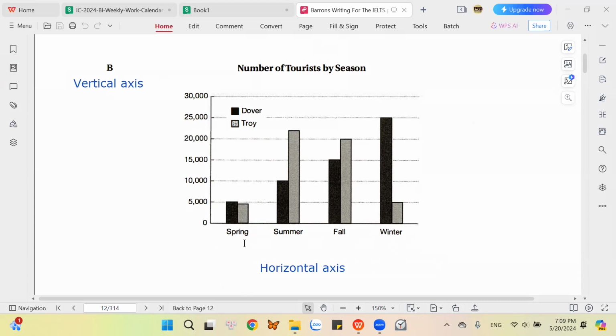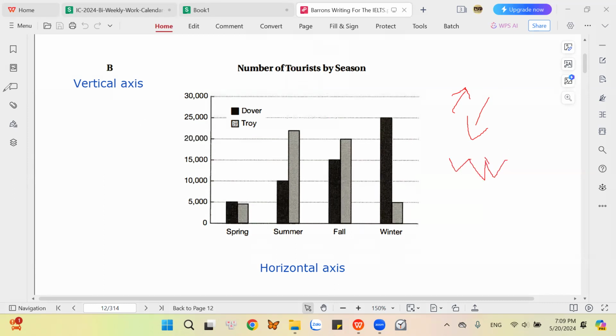Here, on the horizontal axis we have seasons, and on the vertical axis we have the number of tourists traveling to Dover and Troy. So what are we going to do when we look at a graph like this? We need to ask ourselves what this graph is about. When you look at the graph, first you need to pay attention to the decreases and the increases. What increases and what decreases, or what fluctuations?